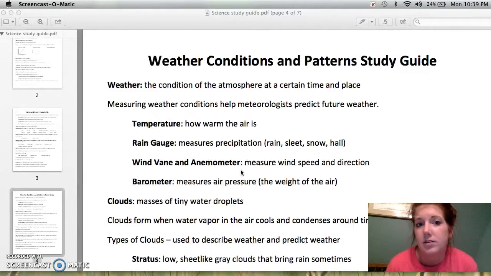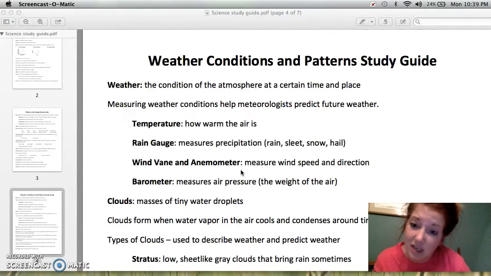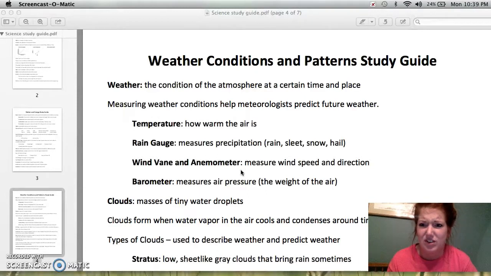So weather is the condition of the atmosphere at a certain time or place. So like the day-to-day changes in the atmosphere, because you have to think weather changes daily. It can even change hourly. Just like yesterday, it was sunny in the morning, and then it's pouring down rain when we should have been going out for recess. So weather, the condition of the atmosphere at any certain time.